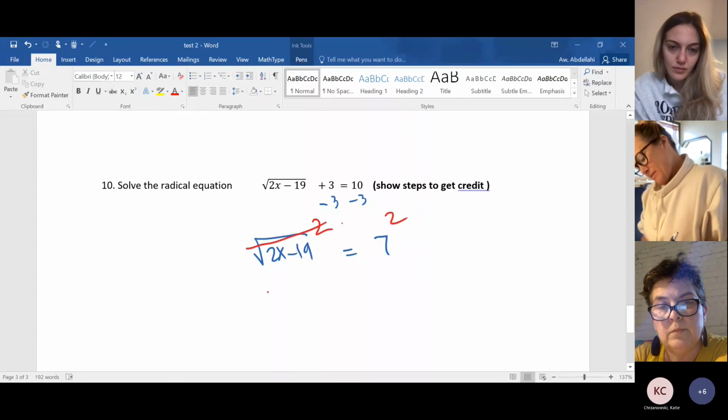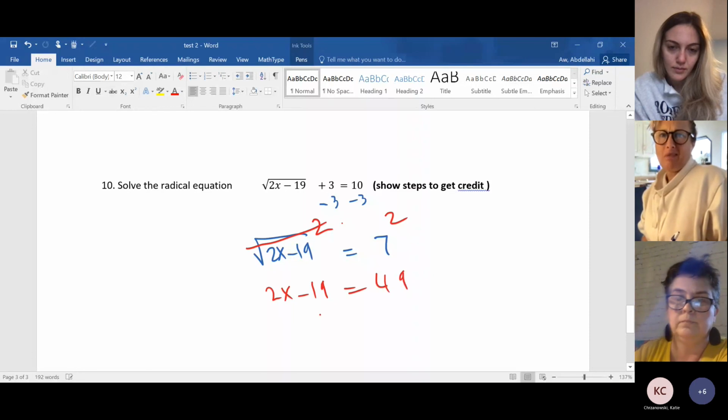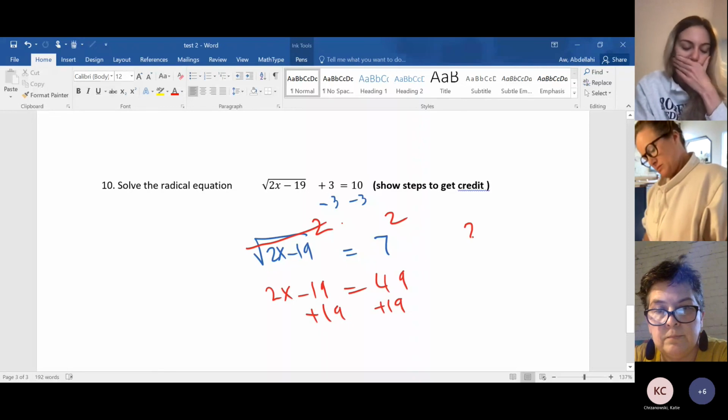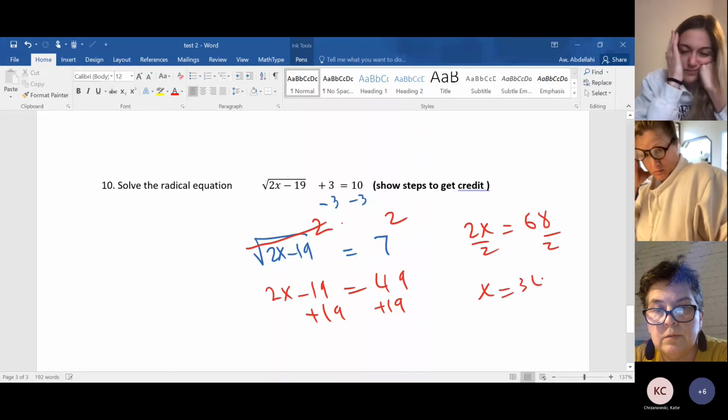This will kind of cancel out. We get 2x minus 19 is equal to 49, right? We add 19, add 19. So we get 2x is equal to 68. We divide by 2, so we say x equal to 34.